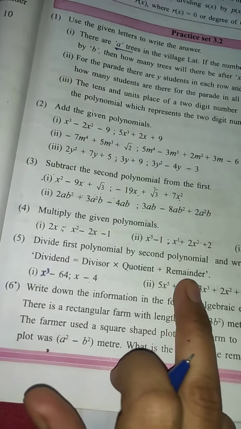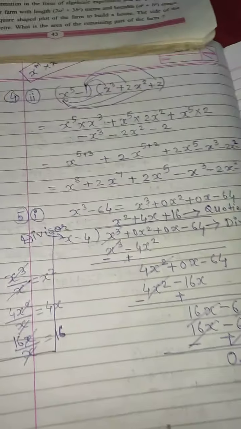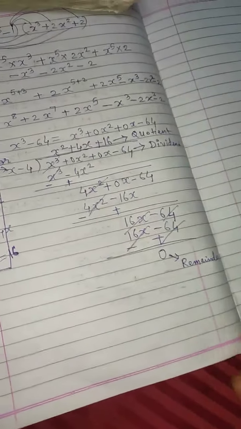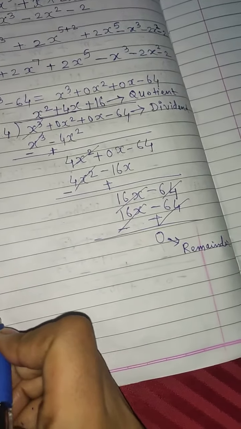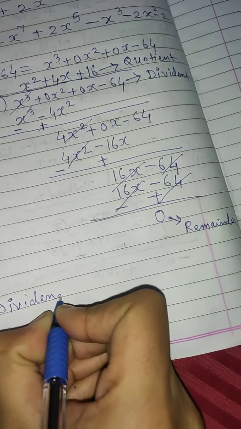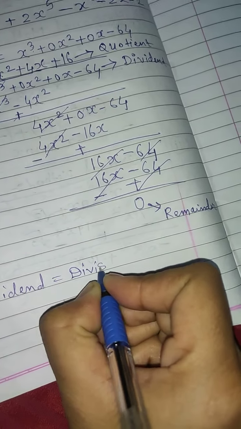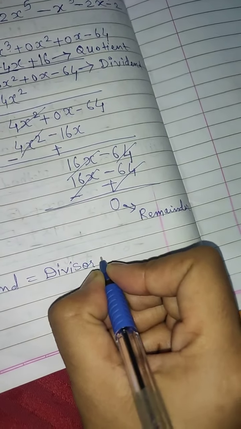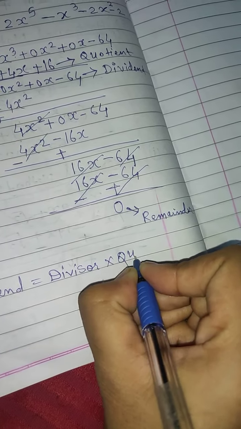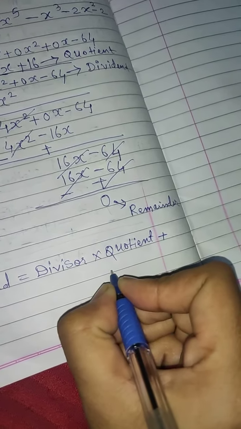So we will arrange our answer in the form of this formula. We don't want to solve, we only have to arrange. So we'll write, therefore, dividend is equal to divisor into quotient plus remainder.